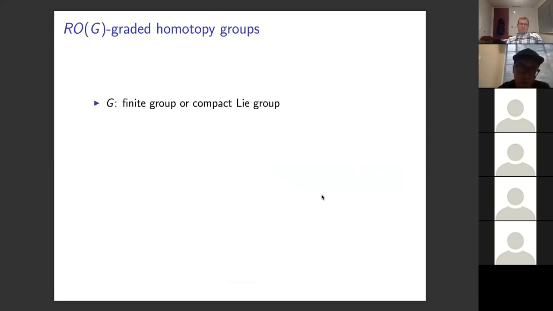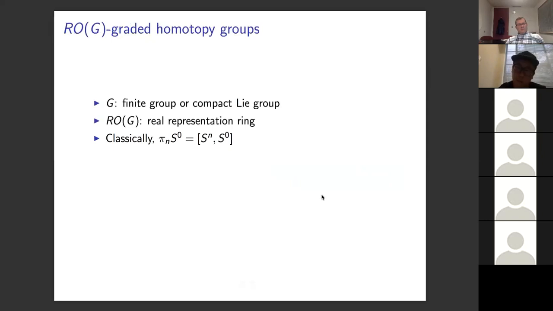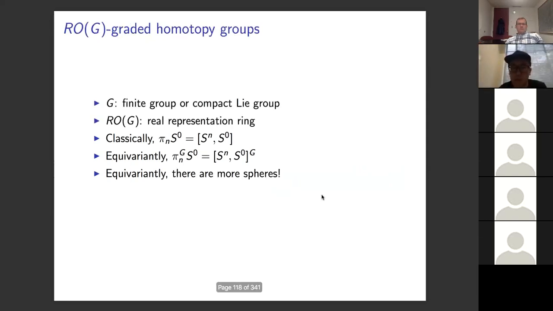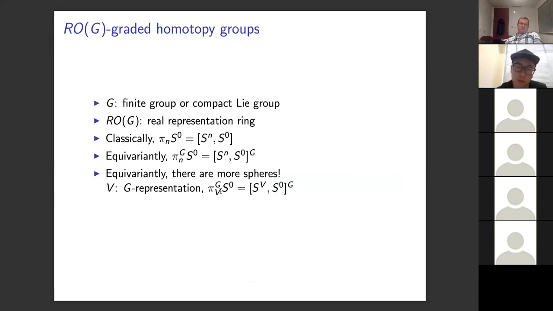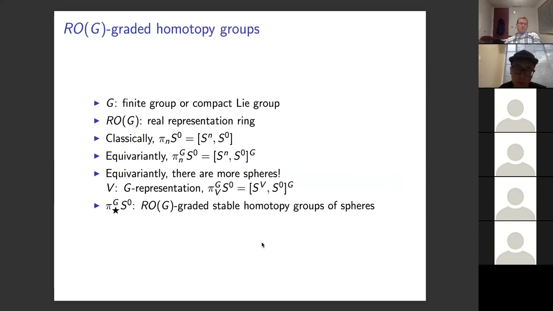So just quickly recall that for any finite group or compact Lie group G, we have RO(G), the real representation ring. The point here is that classically we can map all n-spheres to the 0-sphere. Equivalently, we can still do the same thing, but we have more spheres, namely the representation spheres. So we can map S^V to S^0, considered G-equivariantly. Therefore, this grading is much larger, namely the RO(G) grading. And we have this RO(G)-graded stable homotopy ring. So this ring is much more complicated than the classical case.